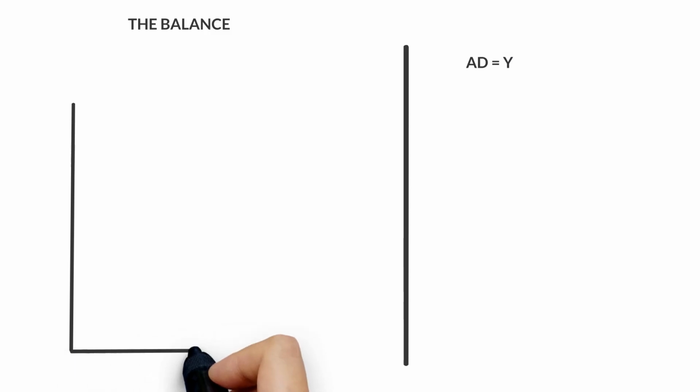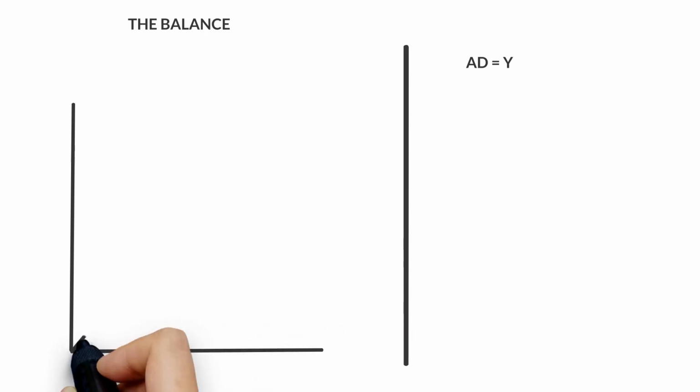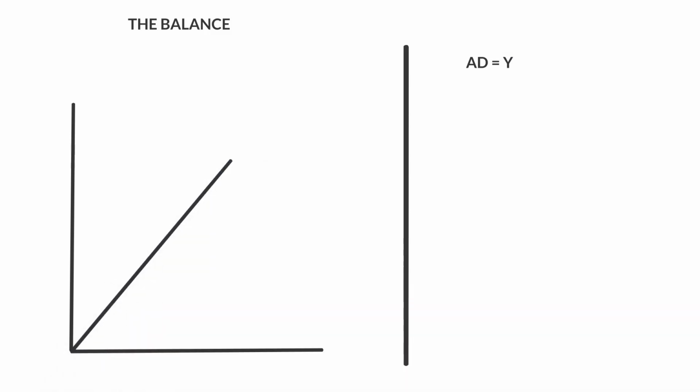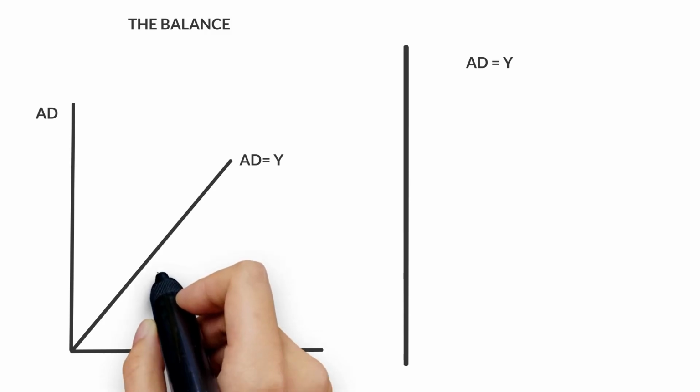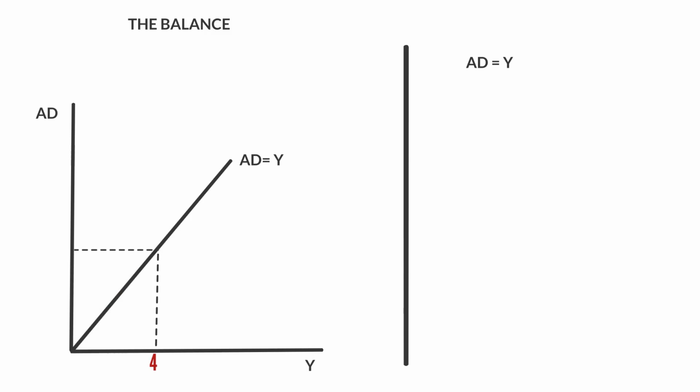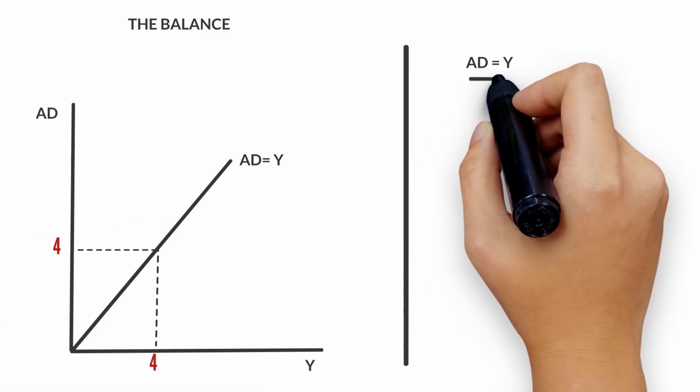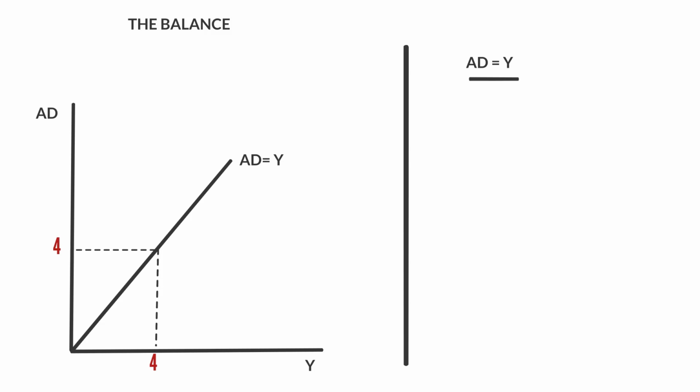Graphically, the equilibrium is given by the bisector of the angle formed by the axes of aggregate demand and income. The bisector indicates the points where aggregate demand is equal to income. So, if income is worth 4, the bisector will project that aggregate demand is also worth 4, indicating that the condition that aggregate demand is equal to income is met.